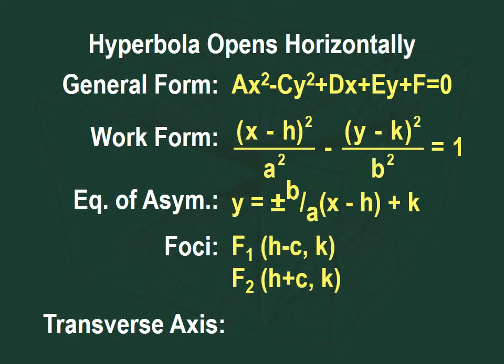Then you have your foci points. For hyperbolas that open up horizontally, you get that from taking your c, which you get from a squared plus b squared equals c squared. You take your c and subtract and add it to your h value, and that's how you get your two foci points. There's also something called the transverse axis, which is where your foci points lie, and that's just going to be y equals k, whatever your k value is for your center.